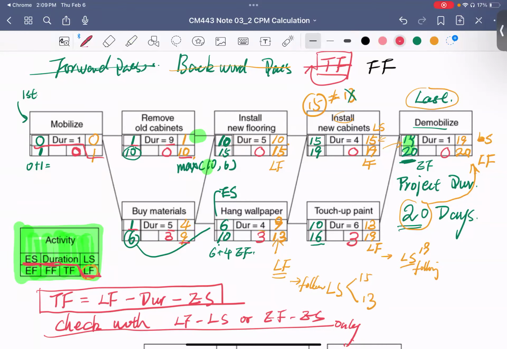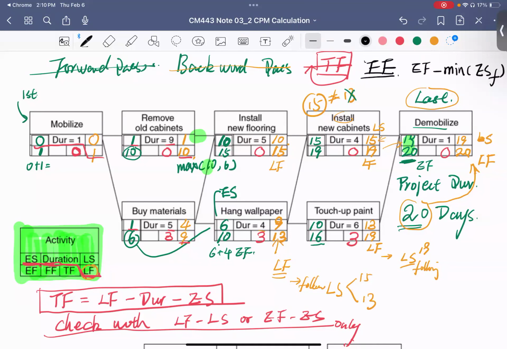So the last one, free float. For the free float, you're looking for your early finish time minus the minimum early start time of your following activities, because you will not impact the early start time of your following activities, right? Any questions? If no questions, I'll do a demo here.